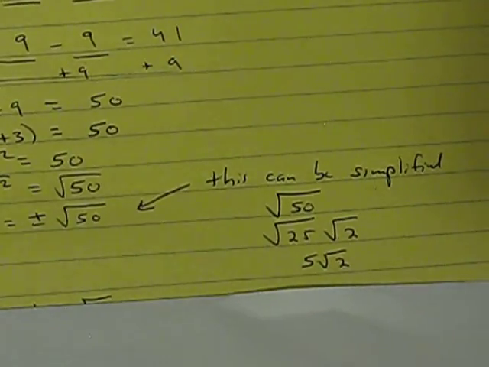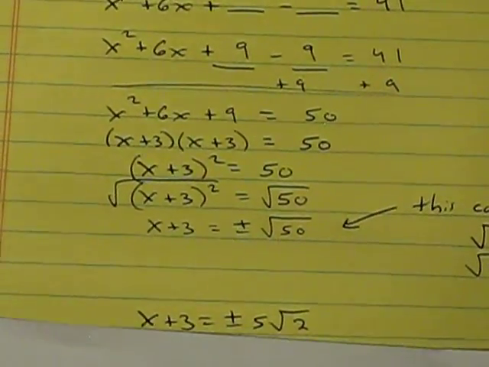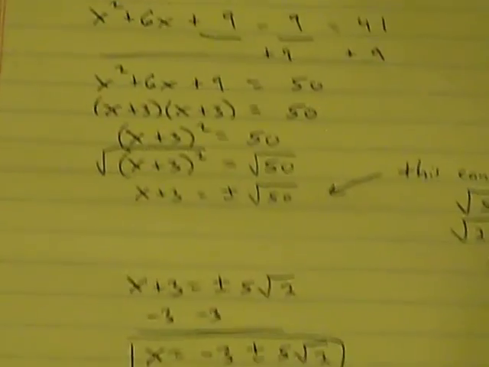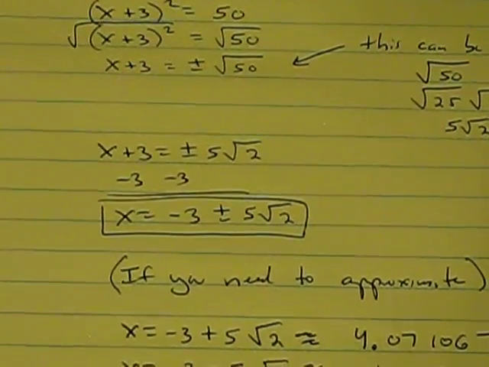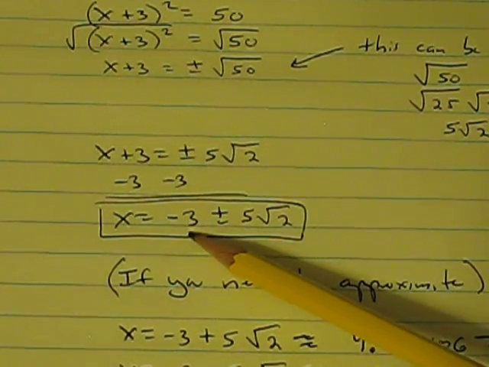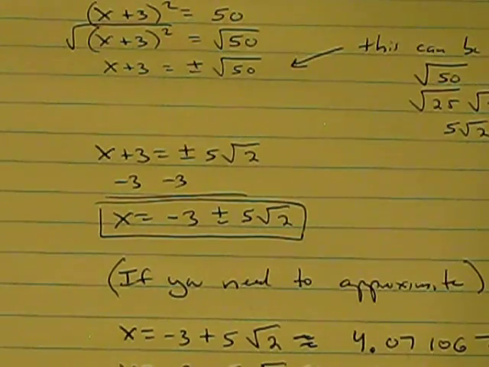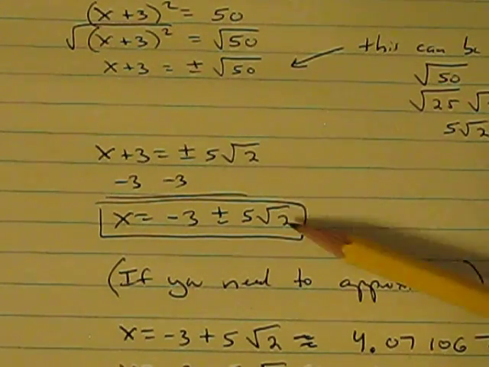So that is rad 50, which breaks into 25 and 2. Square root of 25 is 5. Alright, back to the action here. To finish this on up, we're just going to subtract the 3 over, and we get negative 3 plus or minus 5 rad 2, which is the simplified form of rad 50. And the problem is done.